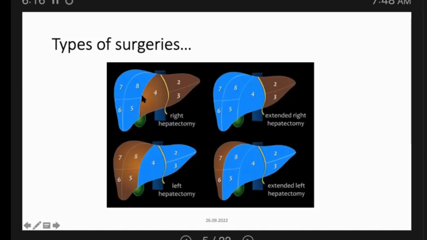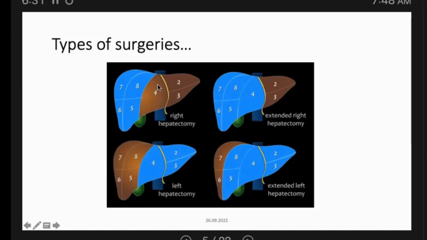Whereas an extended left hemihepatectomy involves segments 5 and 8 as well. So as you can appreciate, if you go for a right hemihepatectomy and compare it with the extended right hemihepatectomy, you all would have seen that even with a lesion involving segments 7, 8, and maybe 6, sometimes surgeons decide to go for an extended right hemi.